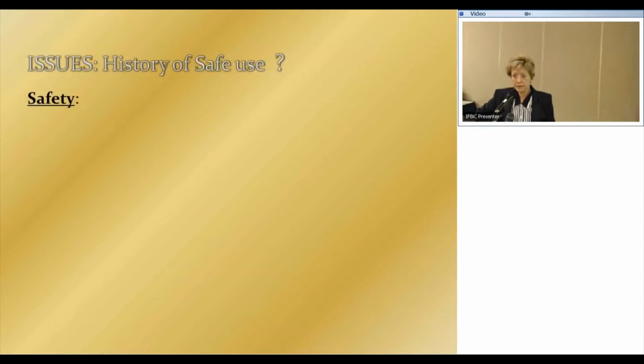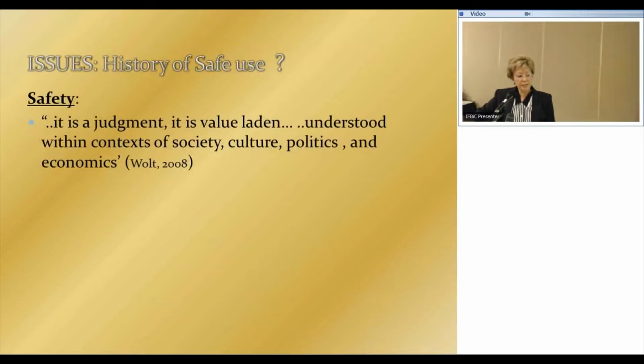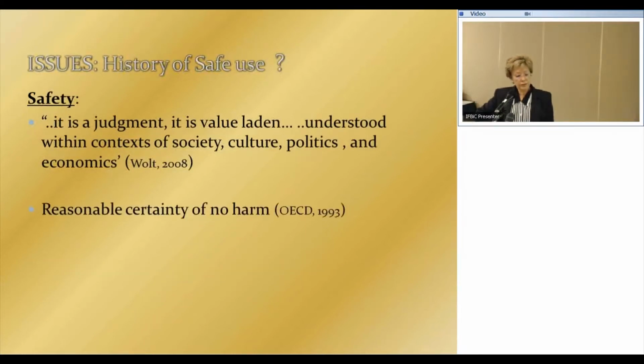Now, specifically the history of safe use, because that is part of your comparison. Firstly, what is safety? According to Walt, it is a judgment. It's value-laden. It is understood within a context of a society, of a culture, of politics and economics. We often use the word safety very generally, but that is actually what it means. OECD tried to define it, but they say it's a reasonable certainty of no harm. Now, actually, what is harm? That is another question. How do you find harm?